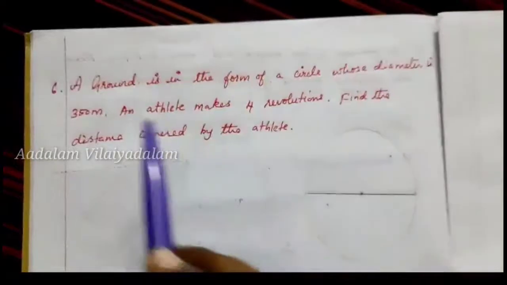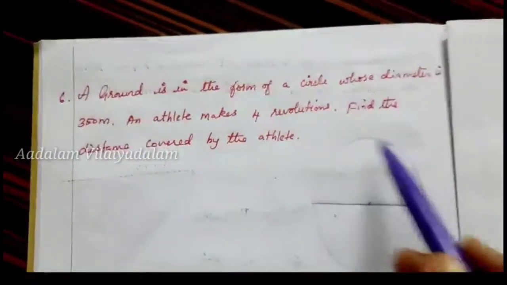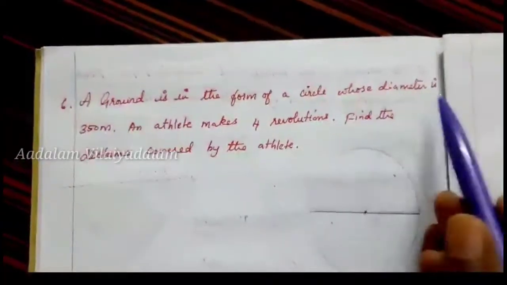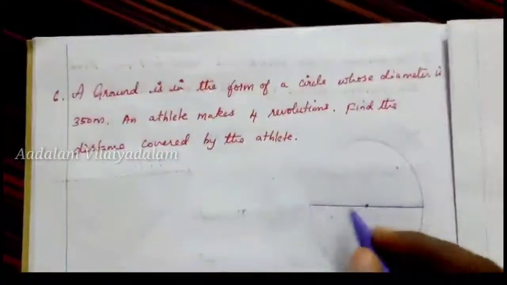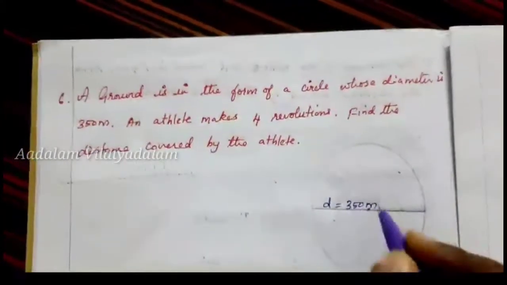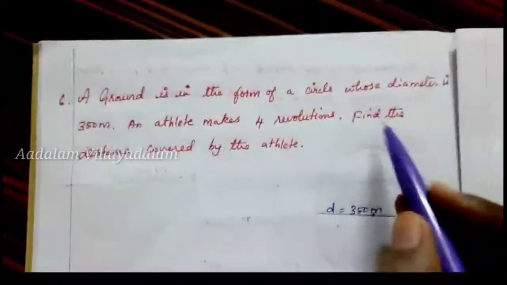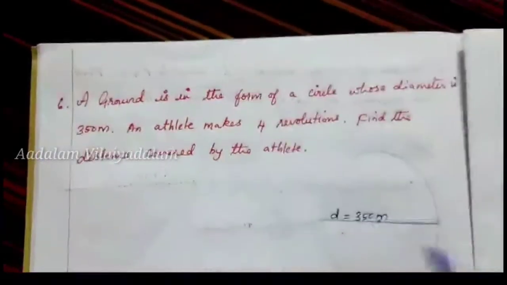Now the sixth question is, a ground is in the form of a circle. Clear? Whose diameter is 350 meter. So its diameter is 350 meter. An athlete makes 4 revolutions. Find the distance covered by the athlete.